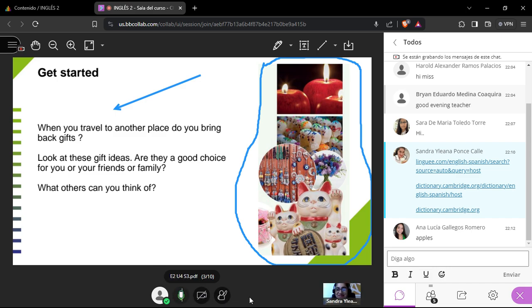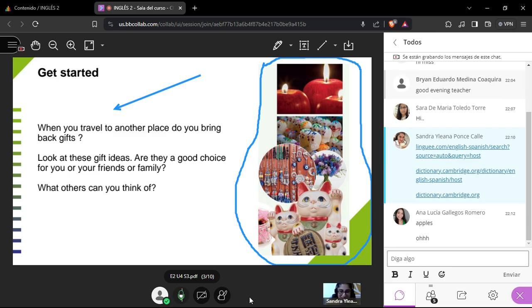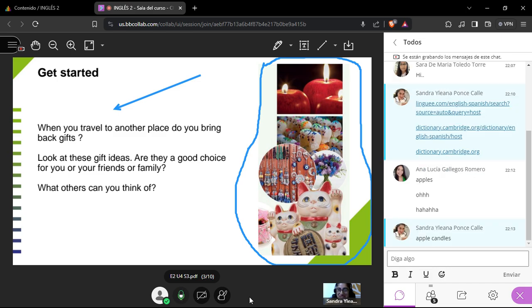Okay. Exactly. Very good. Apple candles. Continue. A bouquet of flowers. Very good. Figures. The second picture, no? Figures. Continue. Jewelry. Yes, jewelry.